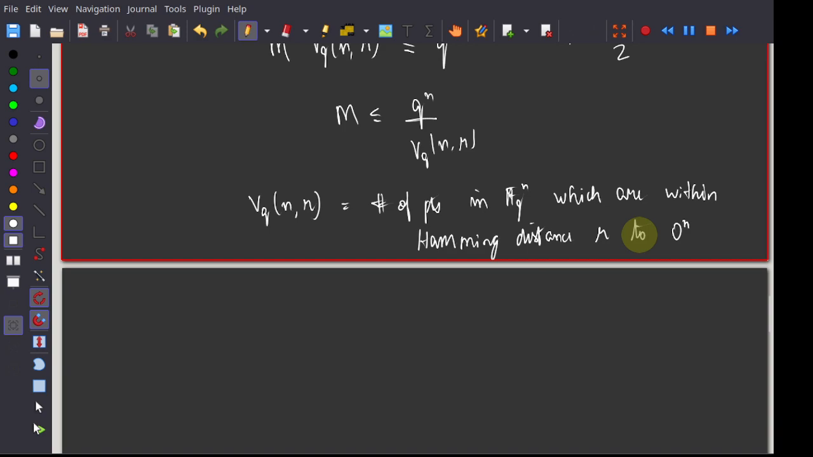N is fixed. N is the dimension of the code, the block length. So this quantity is independent of capital M. The points change, but the number of points will still remain the same. I'm not talking about the number of code words. I'm talking about all points in F_q to the power of n. There's no code here. So for this quantity V_q(n, r), it is the total number of points in F_q to the power of n.